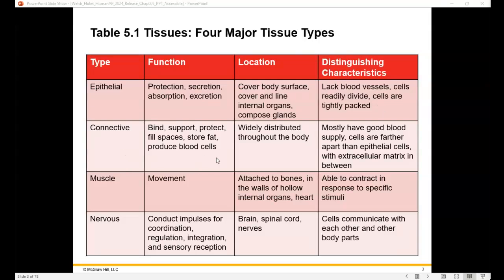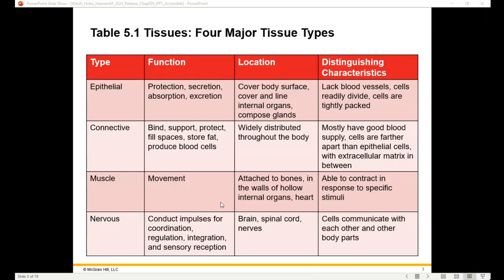Okay, next is connective tissue. They bind, support, protect, fill spaces, store fat, produce blood cells. They're found everywhere in the body, and most of them do have good blood supply. Cells do tend to be farther apart than epithelial cells and have what's called extracellular matrix.